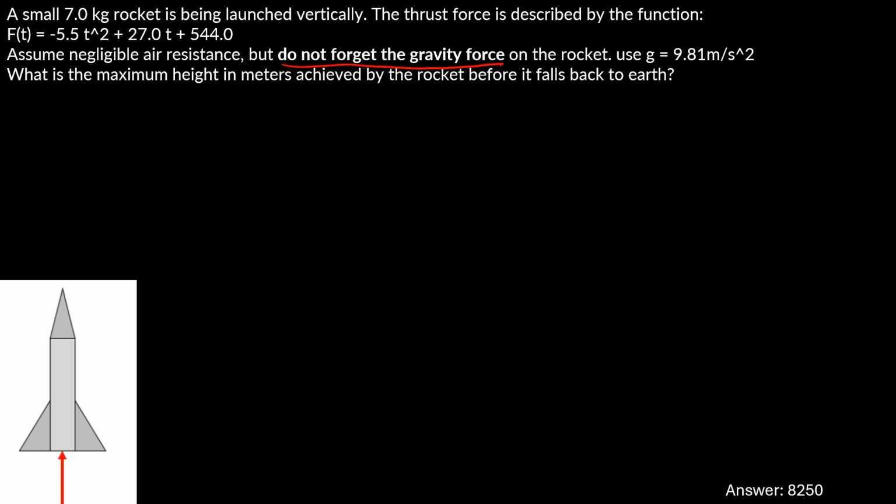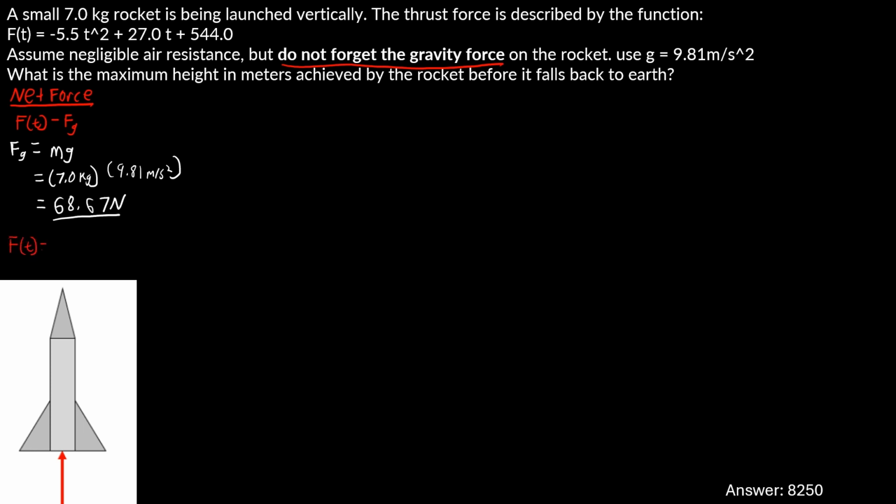To start, we'll define the new thrust force equation, now accounting for the gravitational force on the rocket. We'll do that by subtracting the gravitational force from the current equation. We can find the gravitational force by multiplying mass times gravity. That gives us 68.67 newtons. So we subtract that from the original equation.